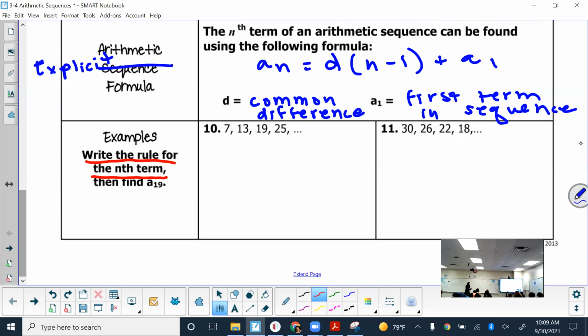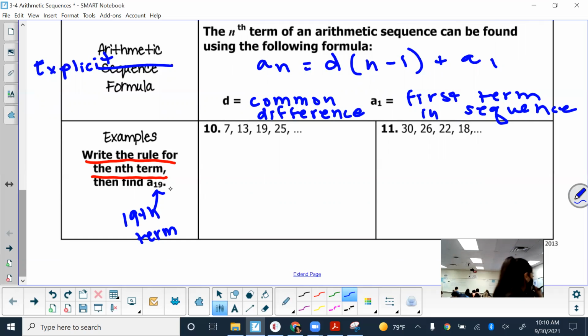And then we're going to find A sub 19. What does A sub 19 mean? If A sub 1 is my first term in the sequence, then A sub 19 is the 19th term. All right, so it won't always make you find the 19th term. It'll just be whatever number is replacing n that you're finding.